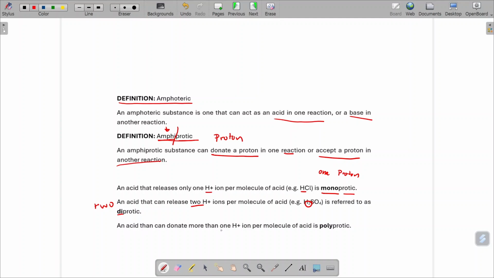Any acid that can donate more than one proton is called polyprotic. So poly means many. So polyprotic acids can donate more than one proton.